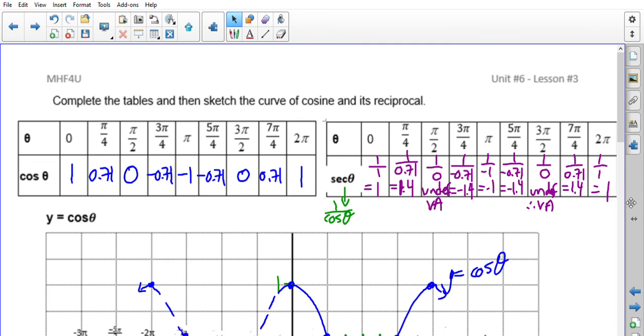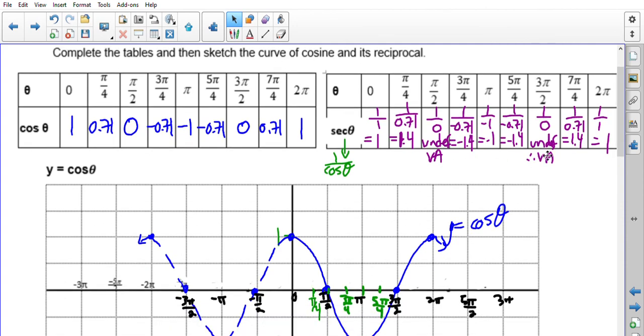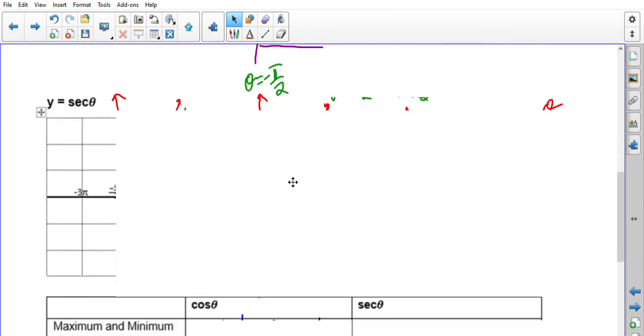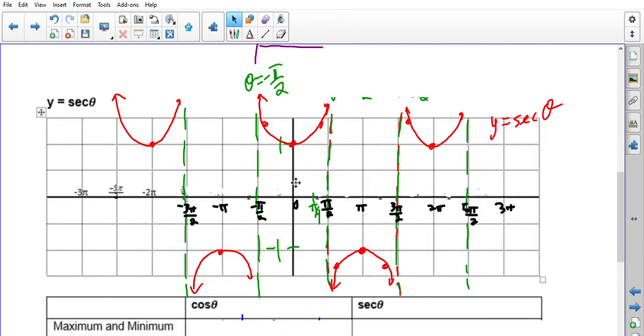A lot of the same numbers, but you can notice that these y values are happening at different theta values. So let's draw what this one tells us, and notice we've got our two VAs here, two different locations. It should look like this. Your VAs should be at negative 3 pi over 2 if you continue the pattern this way, at negative pi over 2, at pi over 2, 3 pi over 2, and 5 pi over 2.